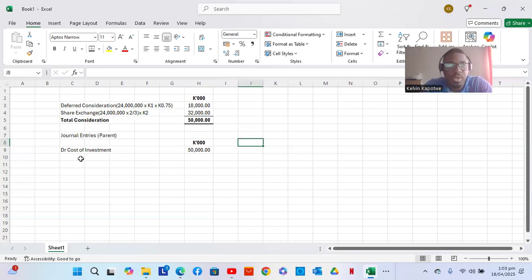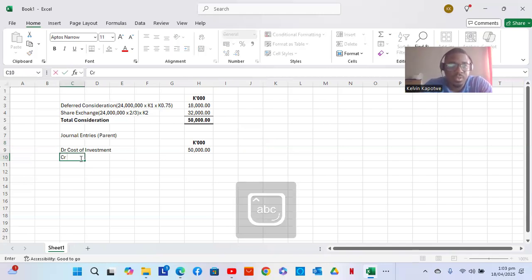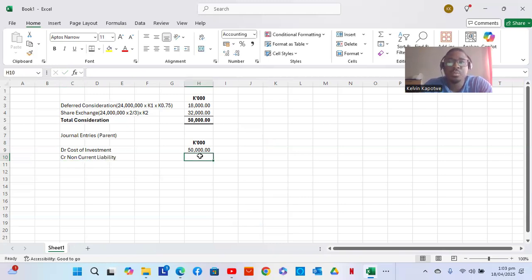And then we are going to credit. Where are the other entries going? So we are going to credit non-current liability. The non-current liability, how much are we going to pay? Remember, we have a deferred consideration of 18 million. So this 18 million is a long-term liability. So we credit that. We are remaining with 32 million, which was the share for share exchange, right?